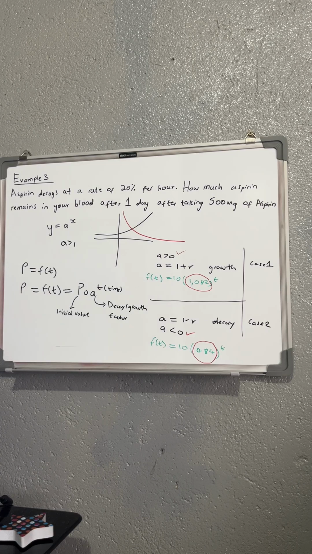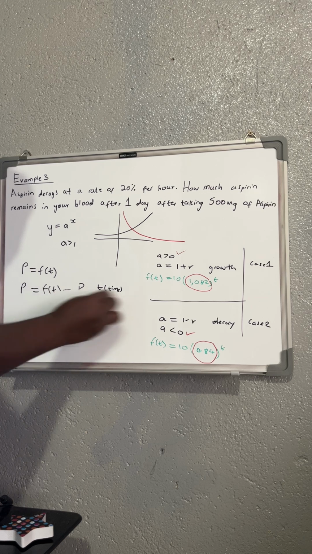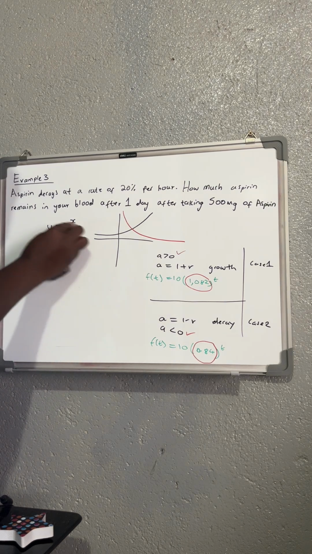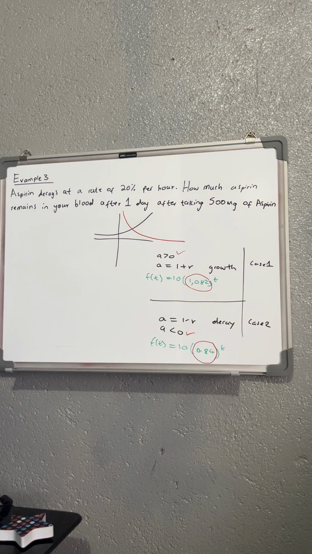Now let's say for case 1 they ask you something like this. This is one of the questions that I know they like to ask: within this function, what would be your exponential growth rate?